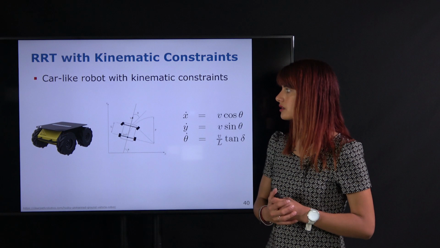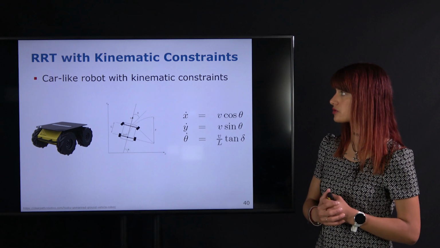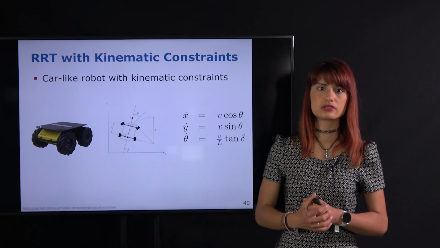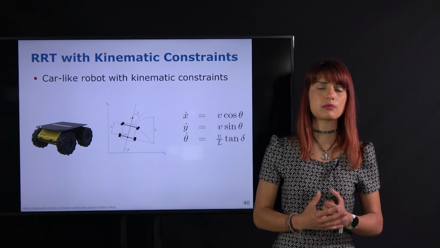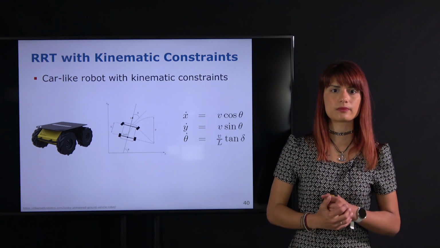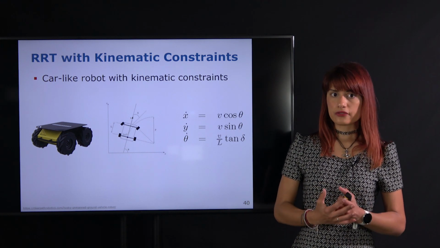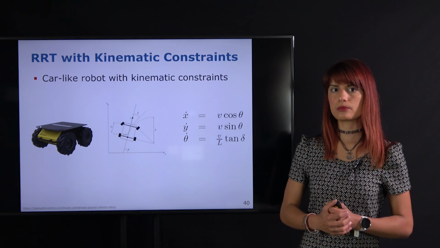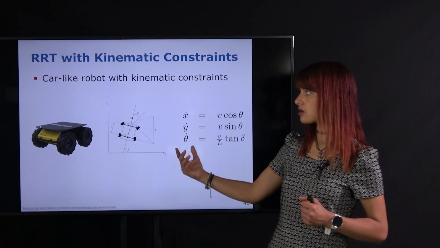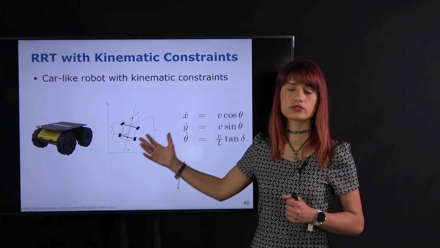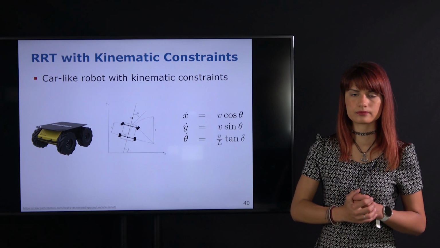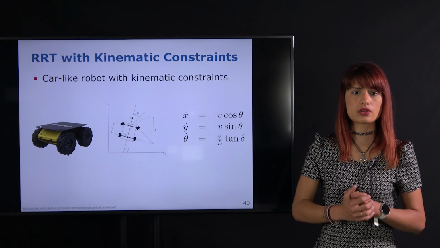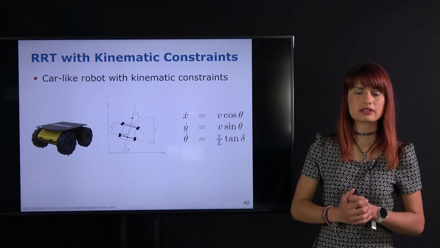One motivation for having introduced the RRT is that it can also deal with kinematic and dynamic constraints on real robots. So far in all the examples and all the animations we looked at, we assumed that our robot can move from one point to another arbitrarily. And this is obviously not the case with real robots.